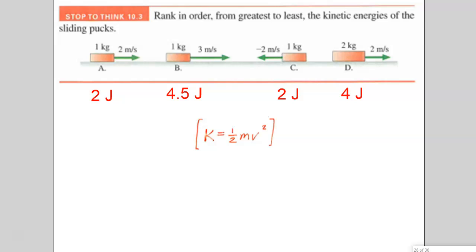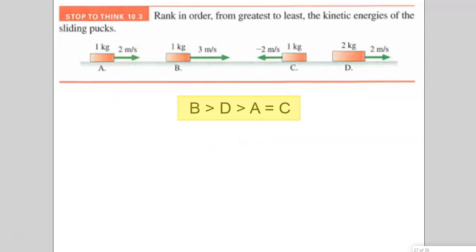Notice that A and C have the same kinetic energy, even though C is going to the left, because kinetic energy relates to speed, not velocity. So direction doesn't matter. Our ranking, then, puts them in order: B is greater than D, which is greater than A, which is equal to C. Notice that with D and B, D has a greater mass, B has the greater speed, but since kinetic energy depends more on speed than it does mass, B will have the greater kinetic energy.